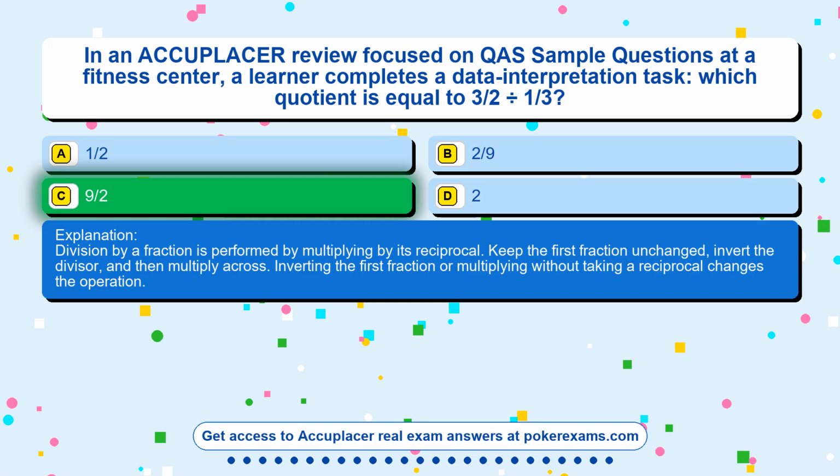Division by a fraction is performed by multiplying by its reciprocal. Keep the first fraction unchanged, invert the divisor, and then multiply across. Inverting the first fraction or multiplying without taking a reciprocal changes the operation.